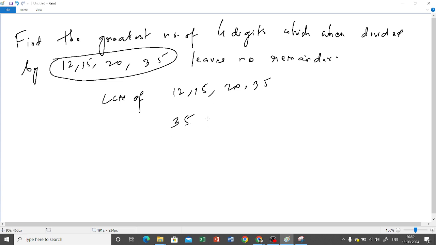Accuracy is very important. So 35 is 5 into 7. What about 20? 5 into 4. So 5 is already there, I need a 4. What about 15? 5 into 3. 5 is already there, I need a 3. What about 12? 4 into 3. 3 is already there, I need a 4. 4 is also there, so I don't need anything. So 4 3 is a 12. 5 2 is a 10, 3 2 is 6, 7, 5, 3, 420.